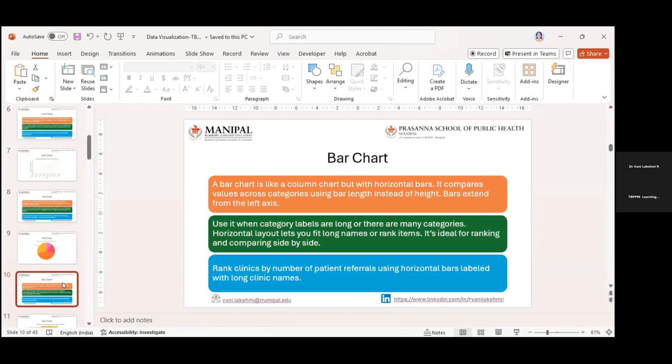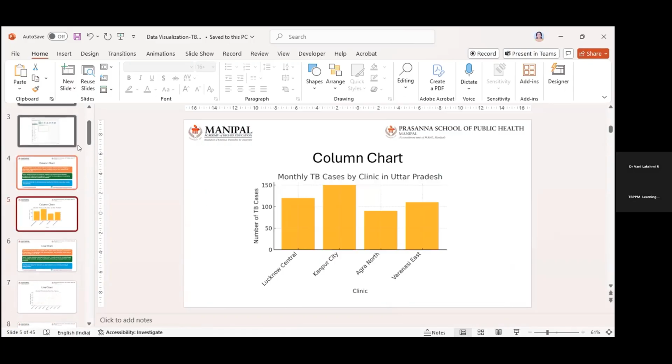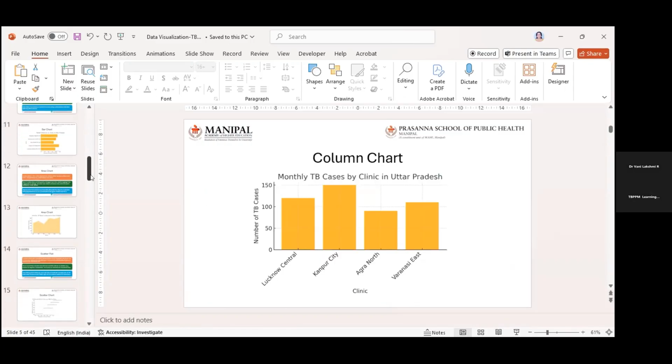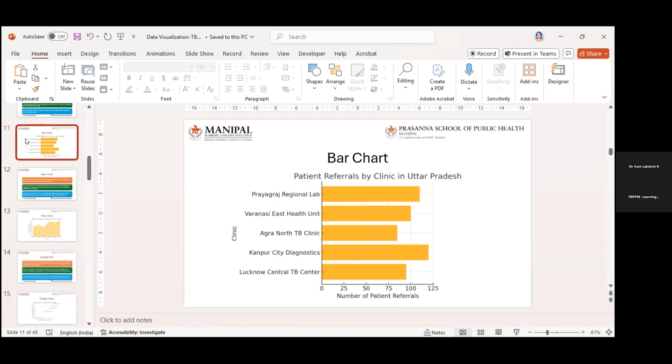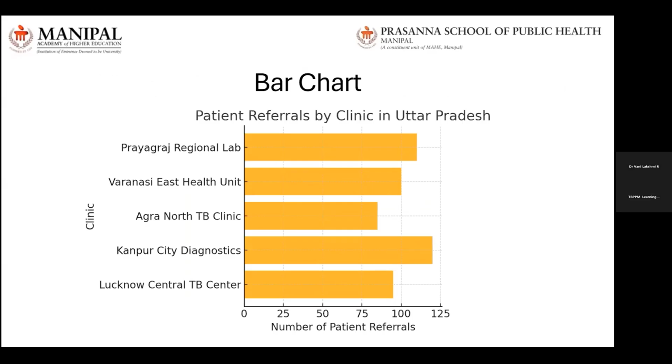So we move on to the bar chart. This is very similar to the column chart. The only thing is, here the bars are sleeping instead of standing up. So X becomes the Y-axis, and Y becomes the X-axis. There are no specific changes apart from that.